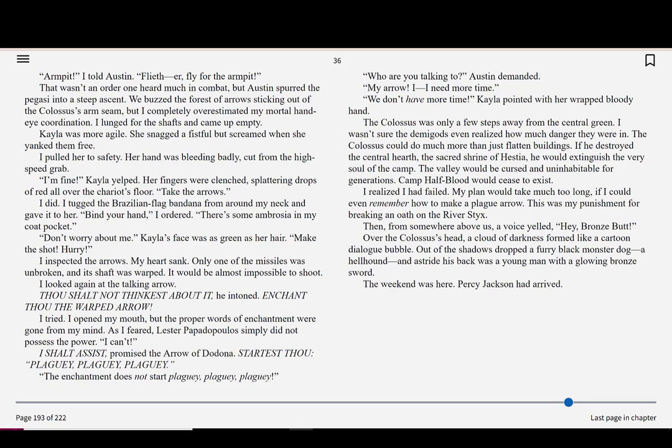I realized I had failed. My plan would take much too long. If I could even remember how to make a plague arrow, this was my punishment for breaking an oath to the River Styx. Then, from somewhere above us, a voice yelled, "Hey, Bronze Butt!" Over the Colossus's head, a cloud of darkness formed like a cartoon dialogue bubble. Out of the shadows dropped a furry black monster dog, a hellhound, and astride his back was a young man with a glowing bronze sword. The weekend was here. Percy Jackson had arrived.